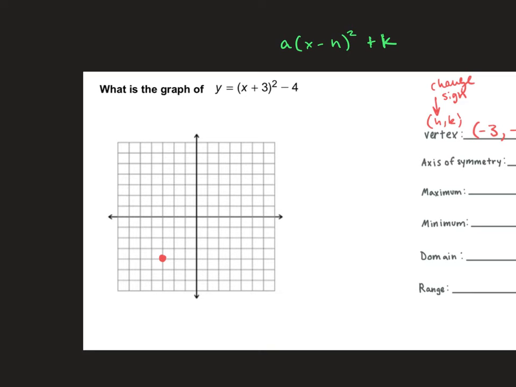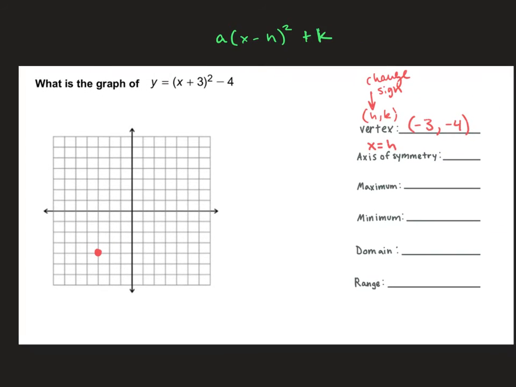Our axis of symmetry is x is equal to h. So x is equal to what? -3. And then we can find our domain before we graph. So what's our domain? All real numbers. Domain is always all real numbers. All right, now we can graph.